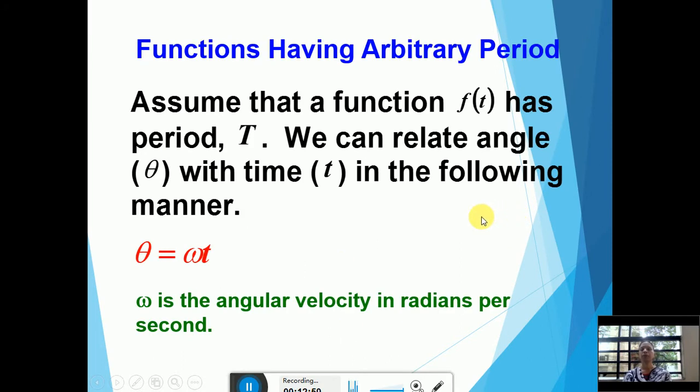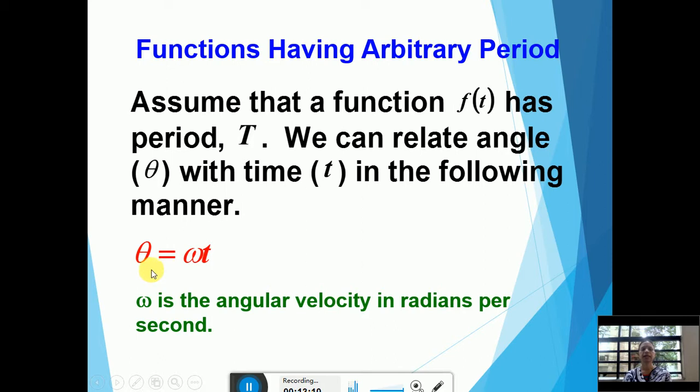So, functions having arbitrary period. Till now we were discussing a square wave or f of x equal to x squared, which are periodic functions. Suppose you want to find the Fourier series for a function which has an arbitrary period, we can relate this like this.